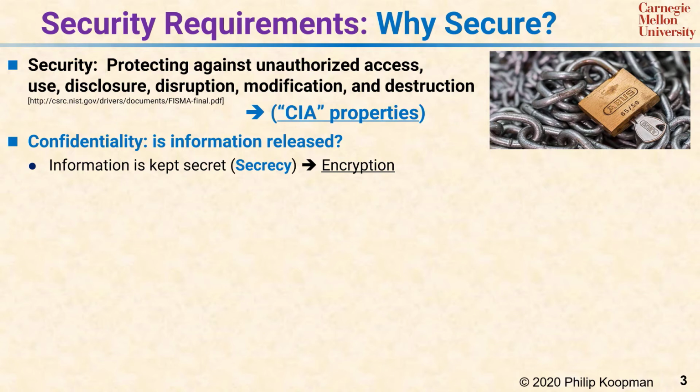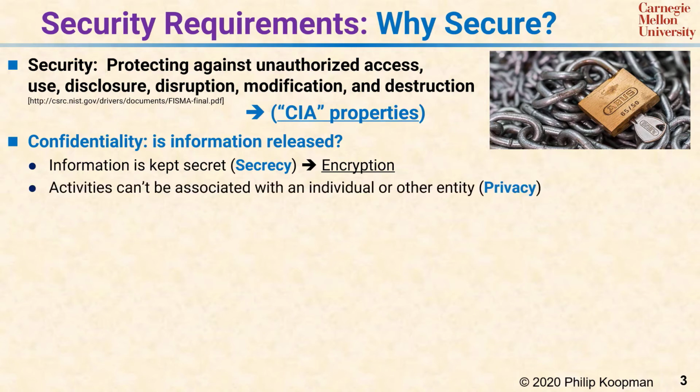Another aspect of confidentiality is called privacy. Privacy ensures that activities cannot be associated with an individual or other entity. To continue the thermostat example, privacy might make the temperature you send to your house publicly available for statistical use, but make it impossible for anyone else to know whose house that temperature was sent to.